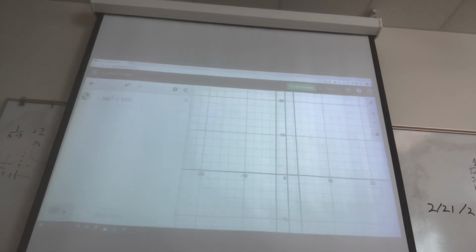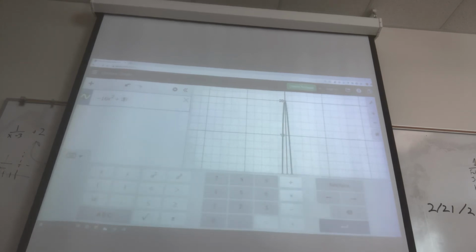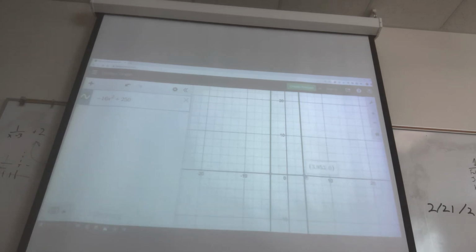You can see that it starts to take longer to come out. And here's my zeros still. That's going to be 2.62 seconds for the 110 feet. For letter B, 250 feet, I change the 110 to 250. It goes higher. It's going to take longer to drop. And when we look down here, it makes the point for me, 3.953. So I'd probably just call that about 4 seconds.